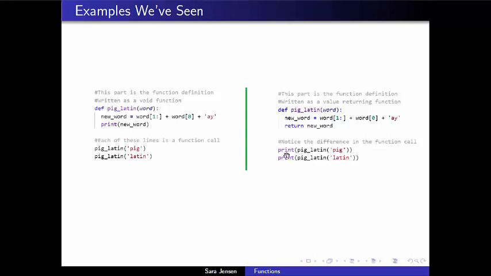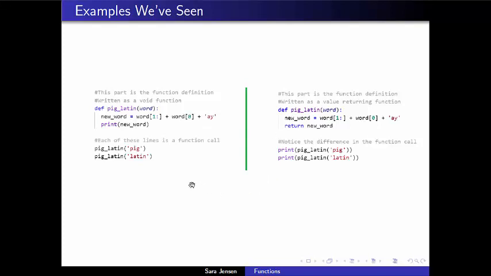This may seem like it's more cumbersome, and it is for this particular example, but if we had different uses for our Pig Latin word, where we didn't necessarily want to print it, perhaps we wanted to take two different Pig Latin words and put them together before we printed them, we would be unable to do that with the void function version that we have demonstrated over here on the left, but we would be able to accomplish such a thing with the code that we have over here on the right.